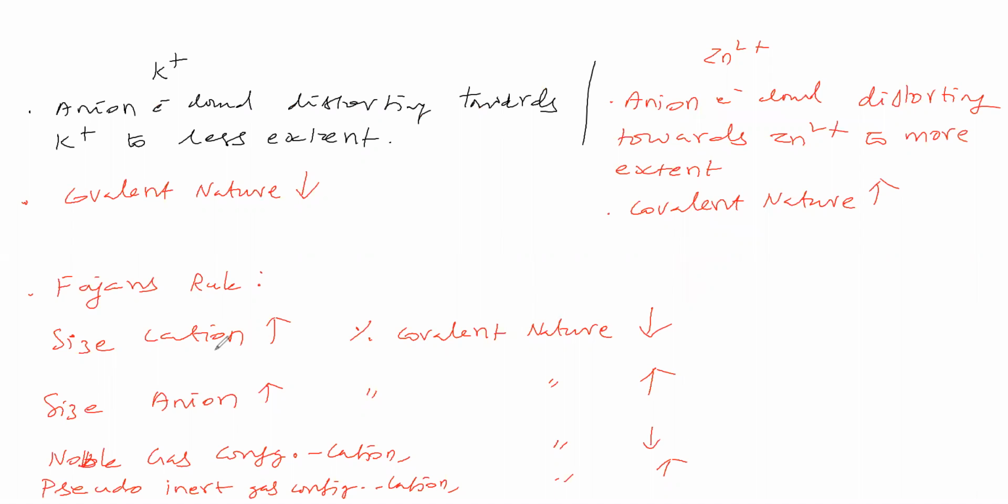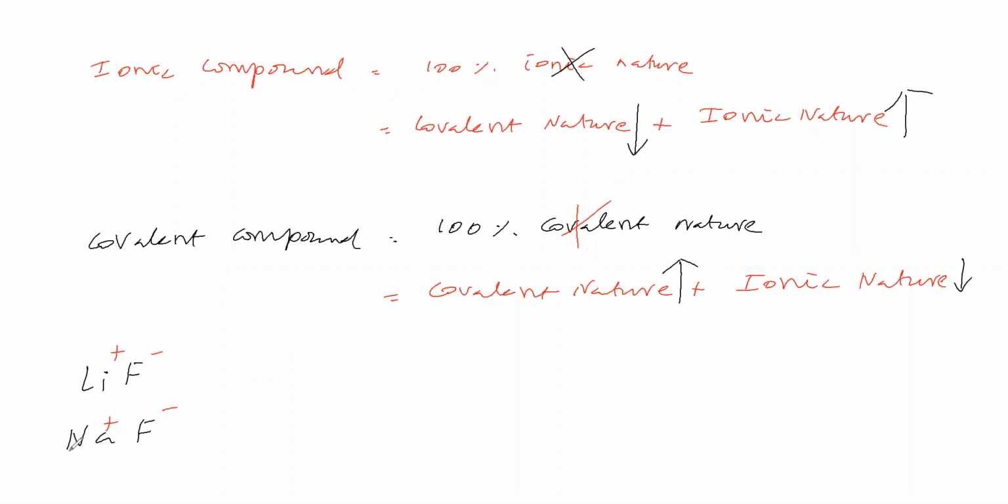See, size of cation is high means percentage of covalent nature is low. As per that you say. So size of cation is high in NaF, therefore in this compound percentage of covalent nature is low. In LiF percentage of covalent nature is high. So in the alkali metal halides, lithium compounds will have higher covalent nature when compared to other alkali metal compounds. Why? Because lithium ion size is small when compared to other alkali metal ions.